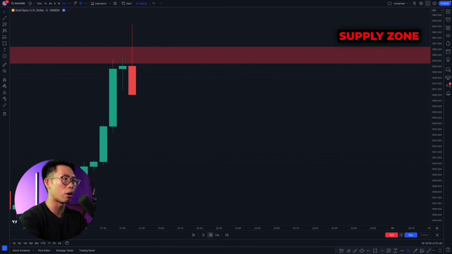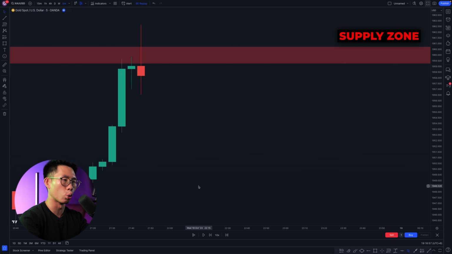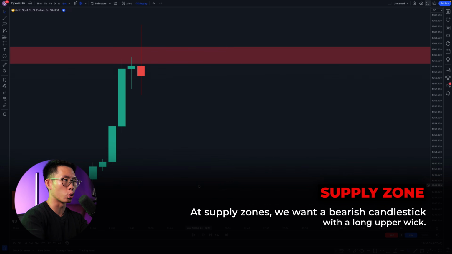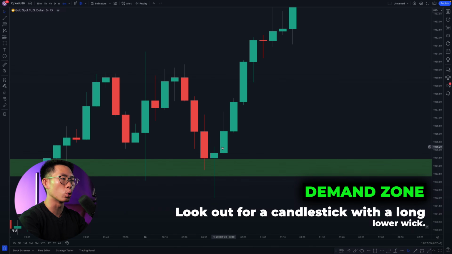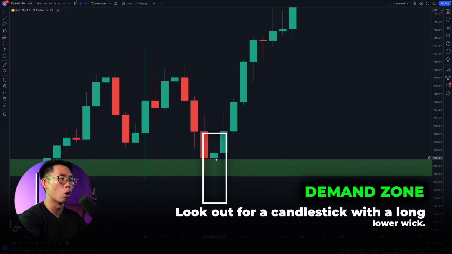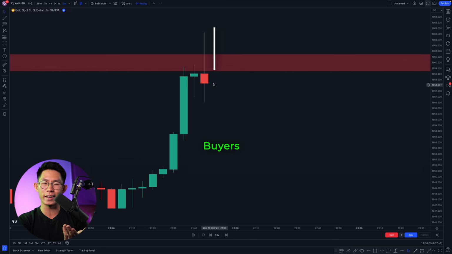So what I want you to look out for is this long wick doji candlestick. In a supply zone, you want to look out for a candlestick with a long upper wick. And then in a demand zone, you want to look out for a candlestick with a long lower wick. So what does this candlestick mean?